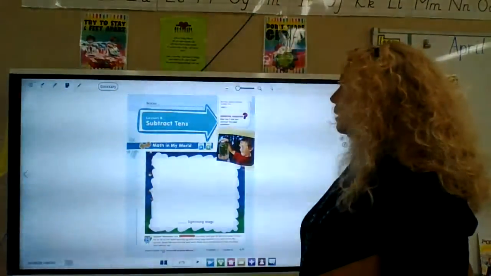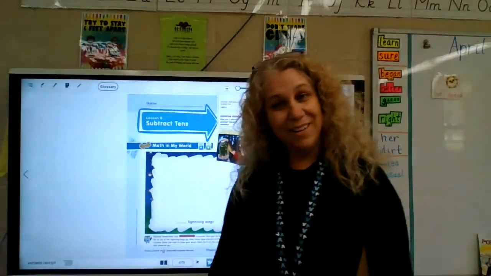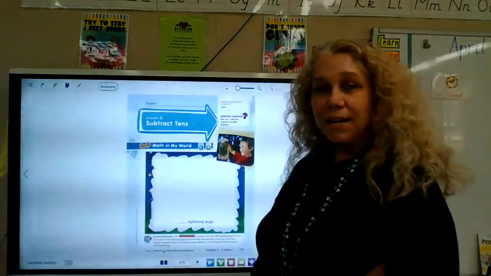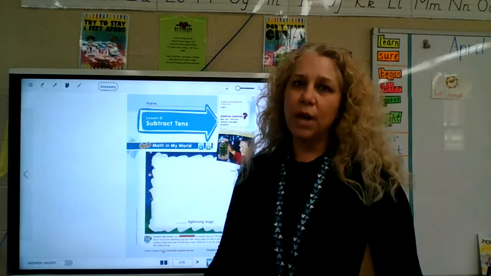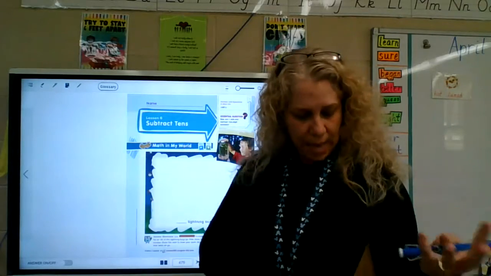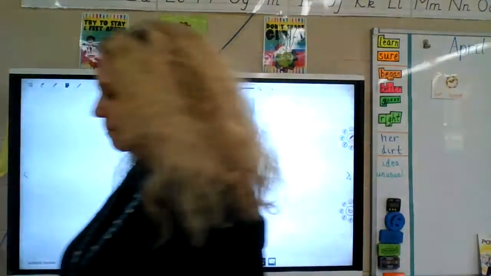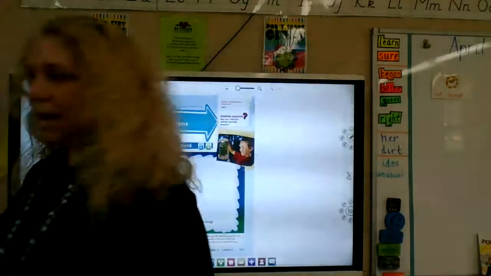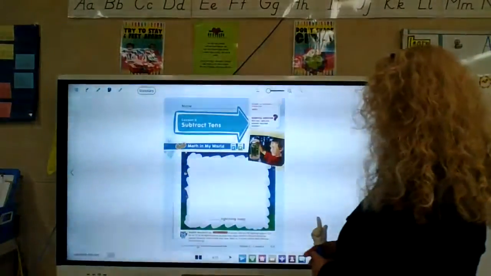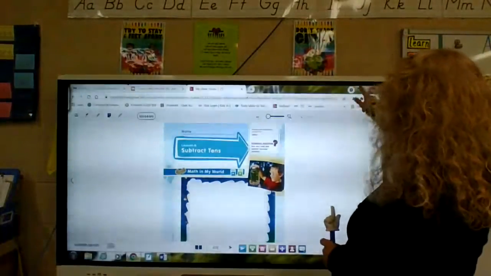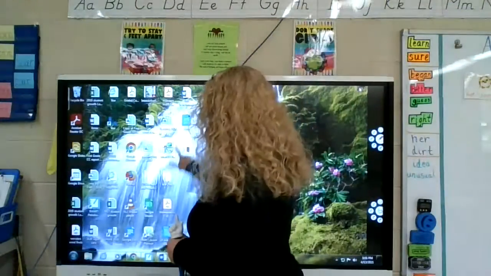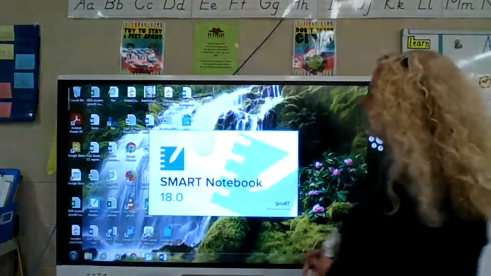Now our next lesson is kind of an easy one, I think. Subtracting. Now we're going to go to subtracting tens. If your teacher gave you tens, get those out, because we're going to practice a couple with our tens.